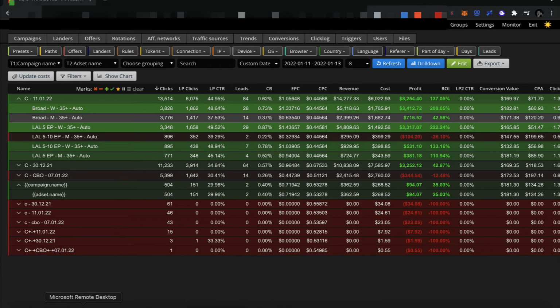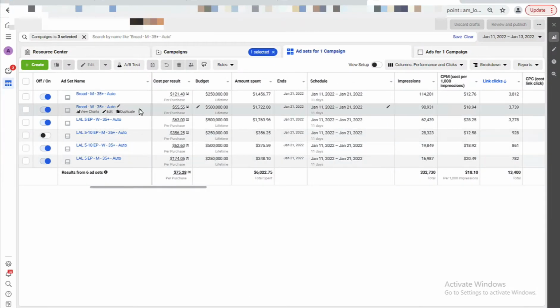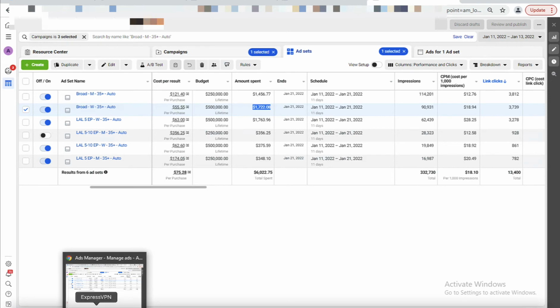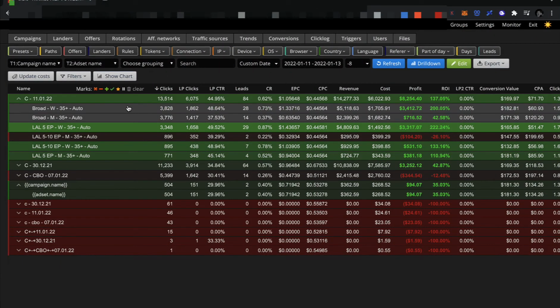So let's chuff on back over here and look at broad women, which has spent 1722. So 1722 spent, not too far away, $15 away, $16. And look at that ROI, wow. So this is a very good ad set, insanely good. It's also getting the bulk of the traffic, which I'm happy with. I'll probably do a few things to tinker with this, but broad women, absolutely slaying.